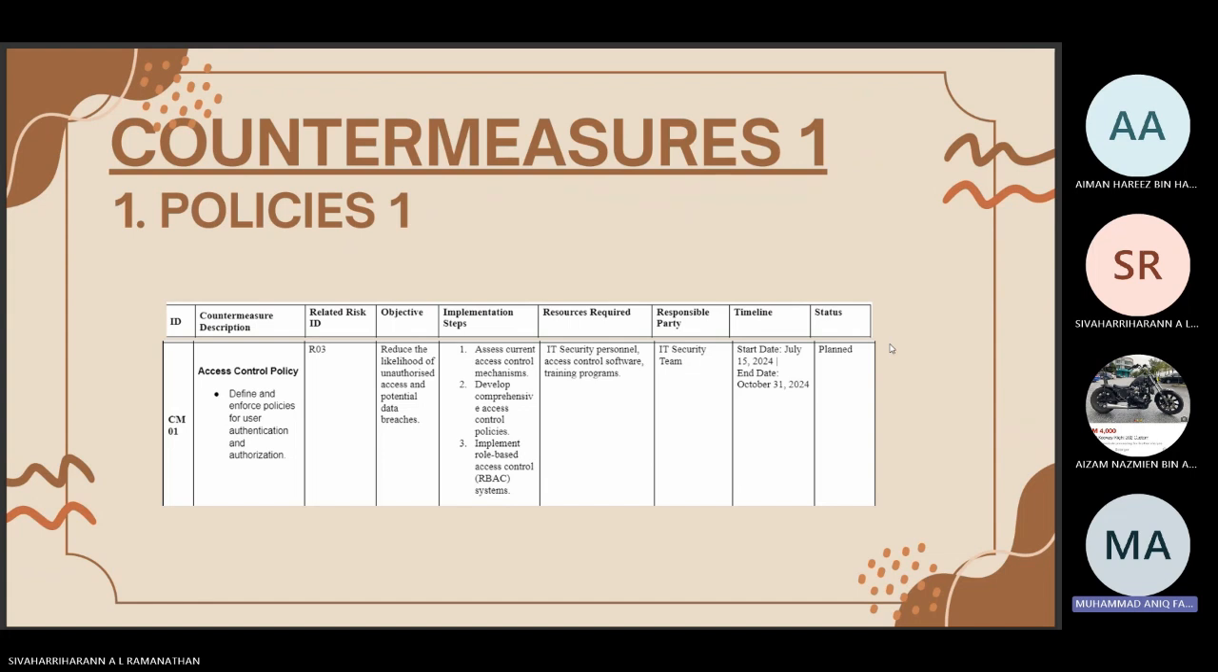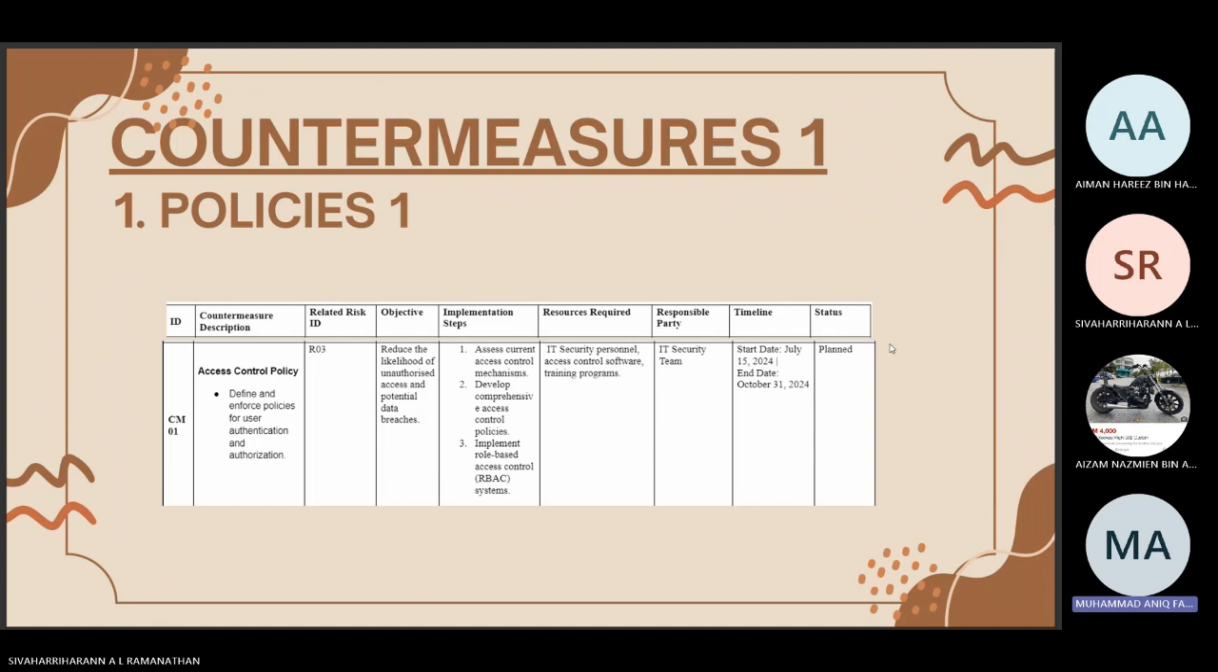So we're going to our countermeasures. The first one for our policy is access control policy. This involves defining and enforcing comprehensive policy for user authentication and authorization to manage access to system and data effectively. Related risk ID RO3 highlights that poor access control increases the risk of data breach. The objective of this countermeasure is to reduce the likelihood of unauthorized access and potential data breach.